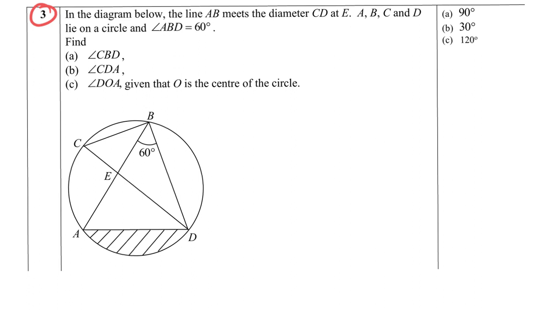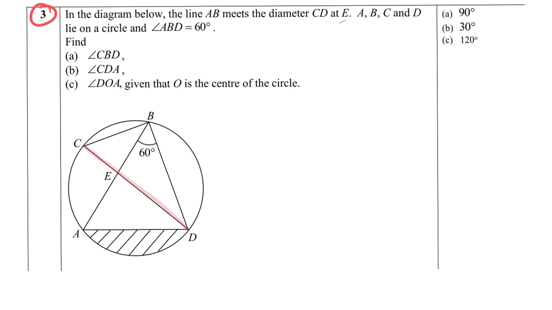Right, let's continue on with the fantastic math. Read the info. AB meets the diameter CD. So diameter CD, very important, very useful. I will just highlight this. Diameter. Okay, that's a very useful chord.